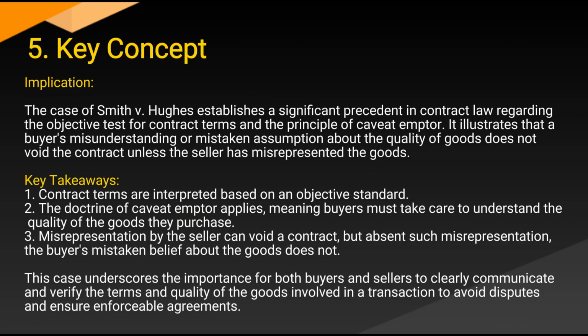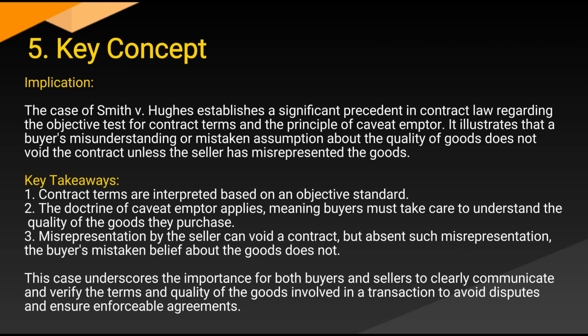Key concept. Implication. The case of Smith v. Hughes establishes a significant precedent in contract law regarding the objective test for contract terms and the principle of caveat emptor. It illustrates that a buyer's misunderstanding or mistaken assumption about the quality of goods does not void the contract unless the seller has misrepresented the goods.